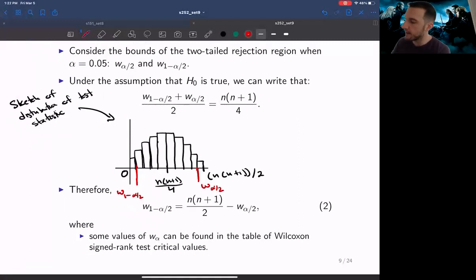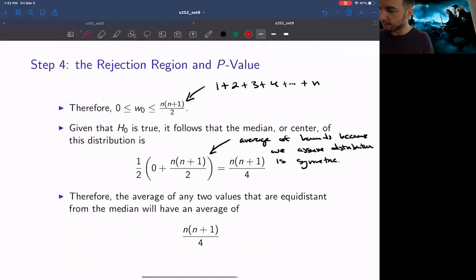So that means that the lower bound for a signed rank test is going to be equal to n times n plus 1 over 2 minus the upper bound, where the upper bound can be found in a table of Wilcoxon signed rank values. And that table looks like this.